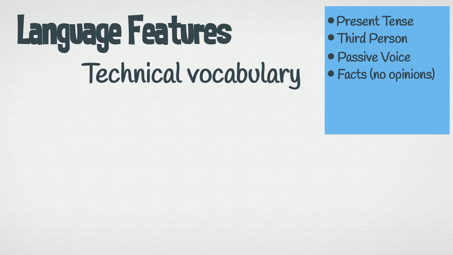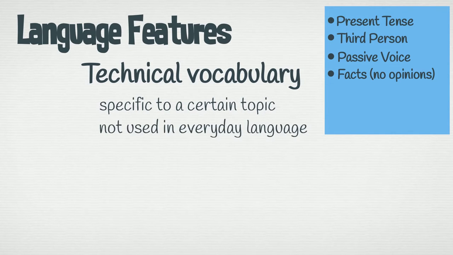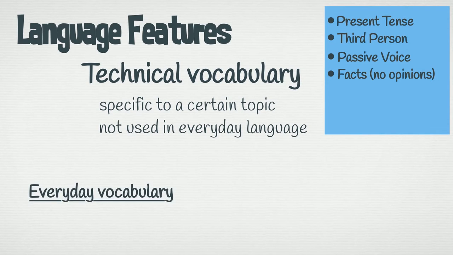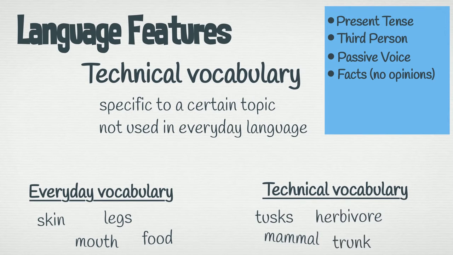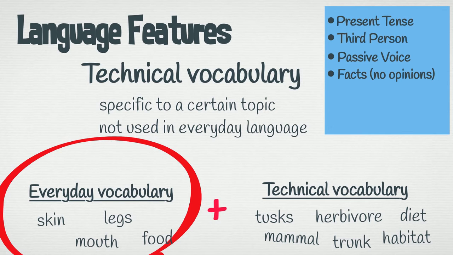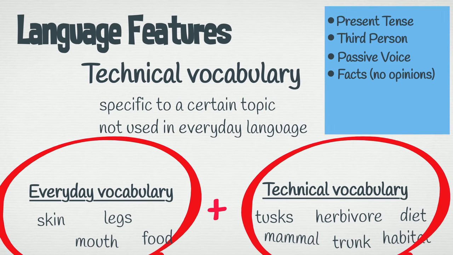Technical vocabulary. These are words that are specific to a certain topic or field, and are therefore not used in our everyday language. Staying on the topic of elephants, some everyday vocabulary might include skin, mouth, legs, food. Now here is some technical vocabulary that could be used. Tusks, mammal, herbivore, trunk, habitat, diet. An information report will use everyday language, but it also must include technical vocabulary, as it allows the author to communicate with greater clarity and accuracy.